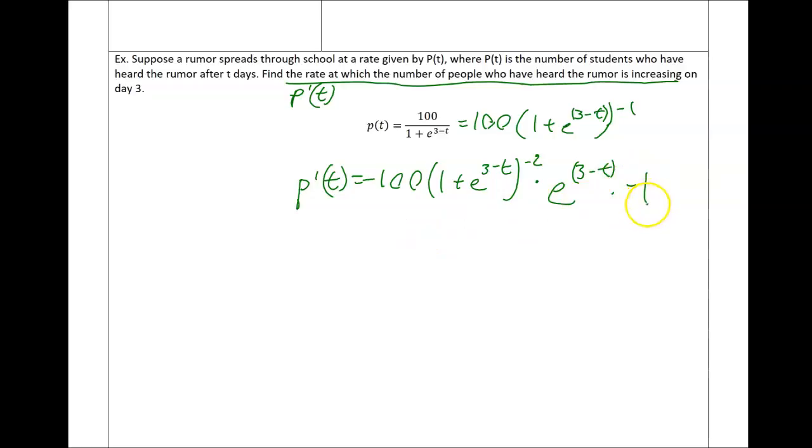Okay, and then the last thing I can do is combine my constants here. I get positive 100 in front for my derivative. Okay, so all of my rules still apply even though we're running into uglier and uglier functions.